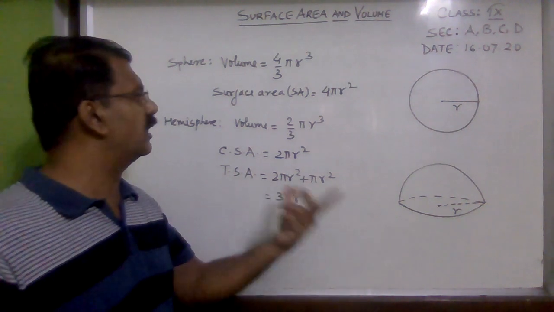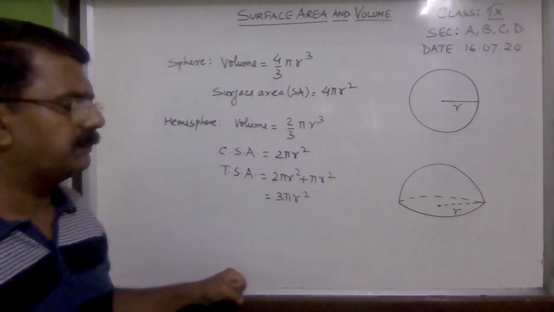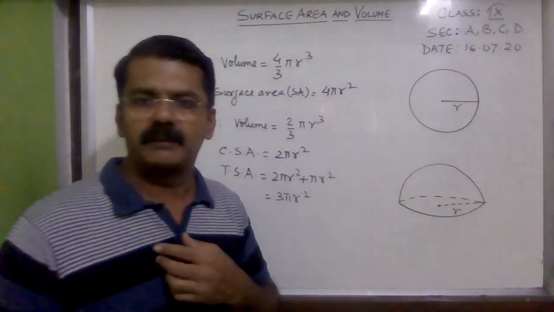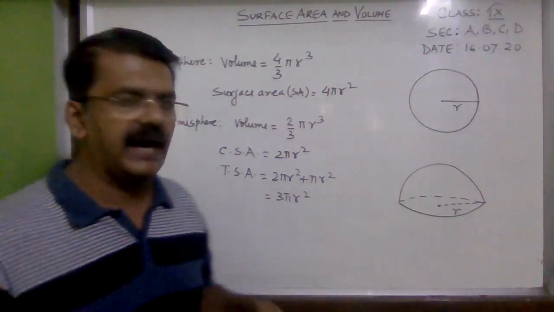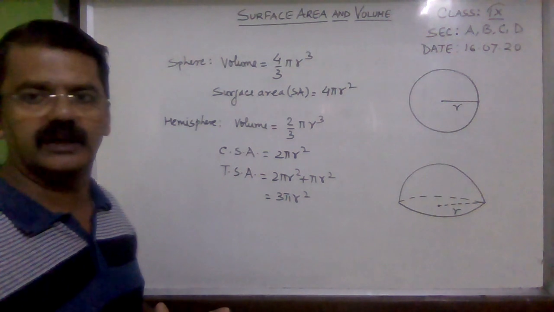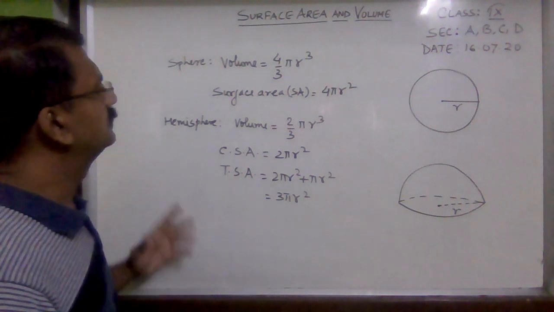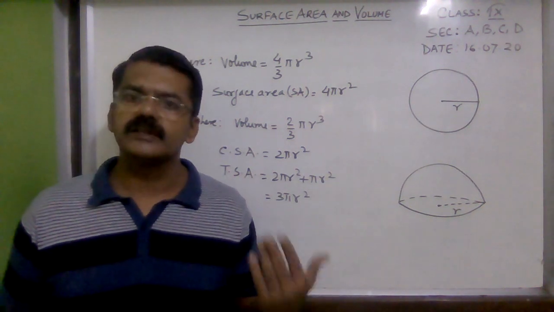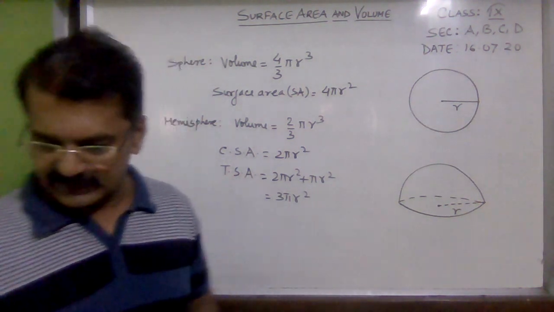The total surface area of a hemisphere will be 3 pi r square, because the curved surface area is 2 pi r square and the area of the base is pi r square. So when you add, it will be 3 pi r square. Is it clear? Now, these are the formulas that we are going to use in the questions based on spheres and hemispheres. So we'll start with the questions.